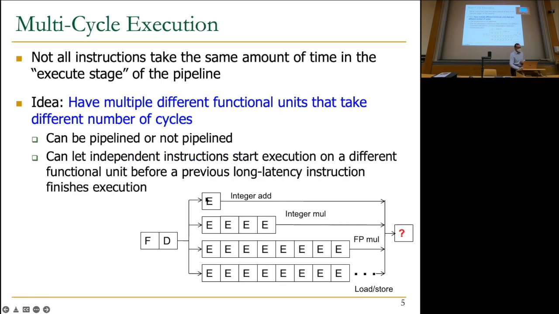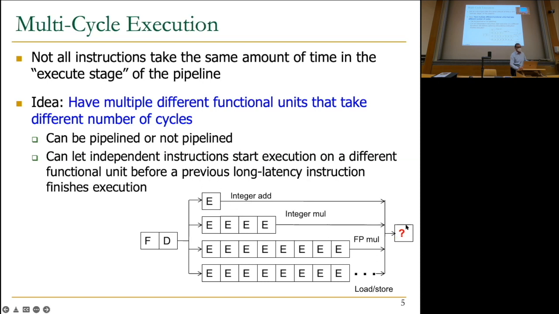But basically, what this sort of structure allows you to do is you can let some independent instructions start execution on a different functional unit before a previous long latency instruction finishes execution. For example, let's say we start a floating point multiply, which is going to take, in this particular case, 8 cycles. We execute it. It's going to finish 8 cycles later. In the next cycle, we can start an addition that's completely independent. It doesn't need to stall because it doesn't need any results from the pipeline. So it starts, but it finishes in 1 cycle.